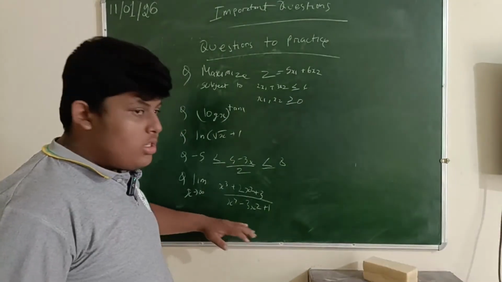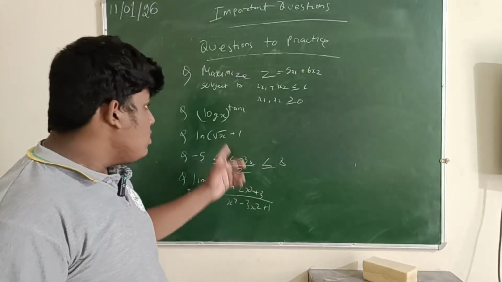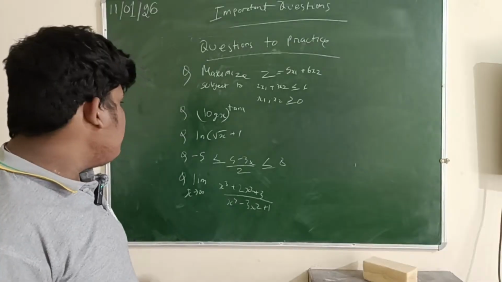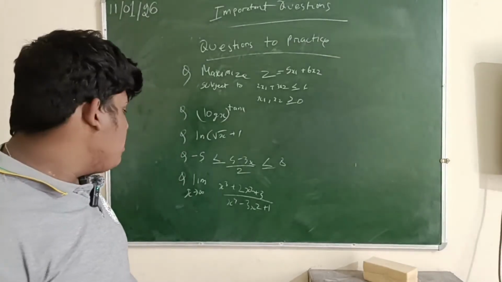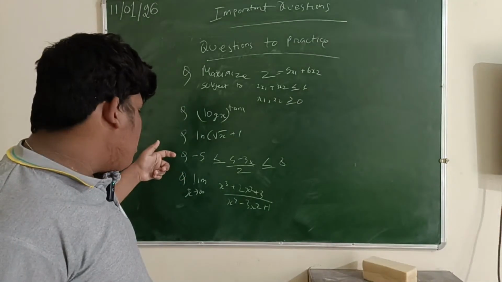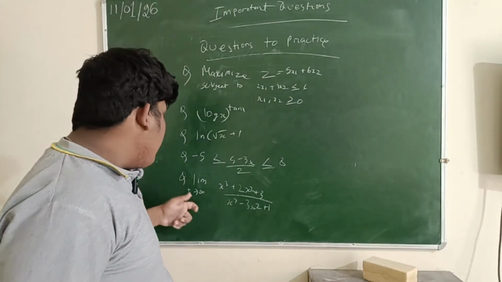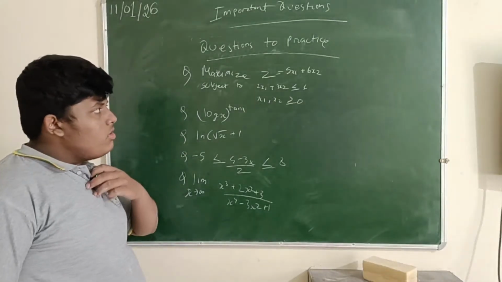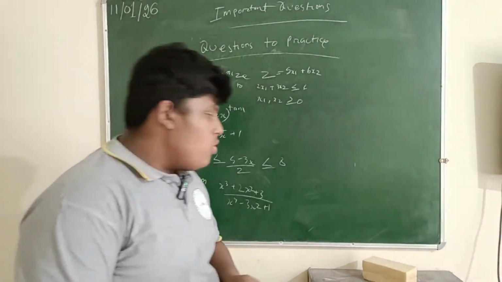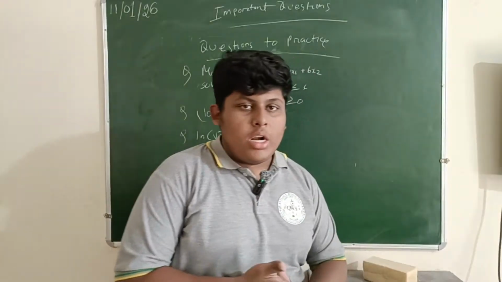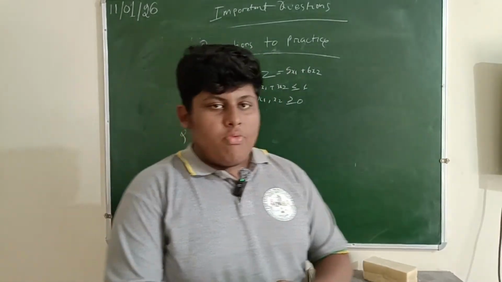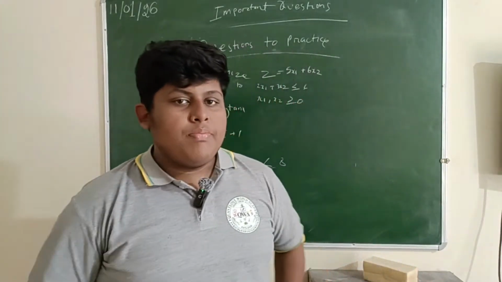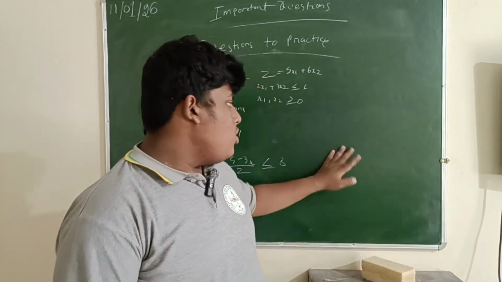These are the last 5 questions, and these 5 questions are for homework. One is from LPP, two are from derivatives, one is from linear inequalities, and one is from the limits chapter. So this is all for today's class. We have practiced very important questions from four chapters: limits, derivatives, inequalities, and LPP. So these are the homework.